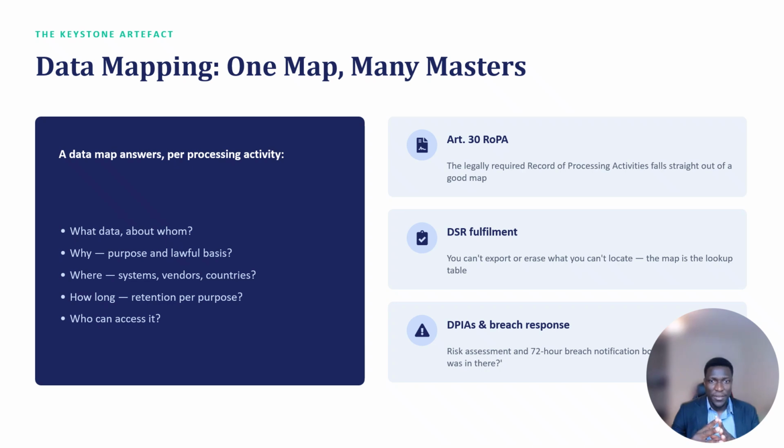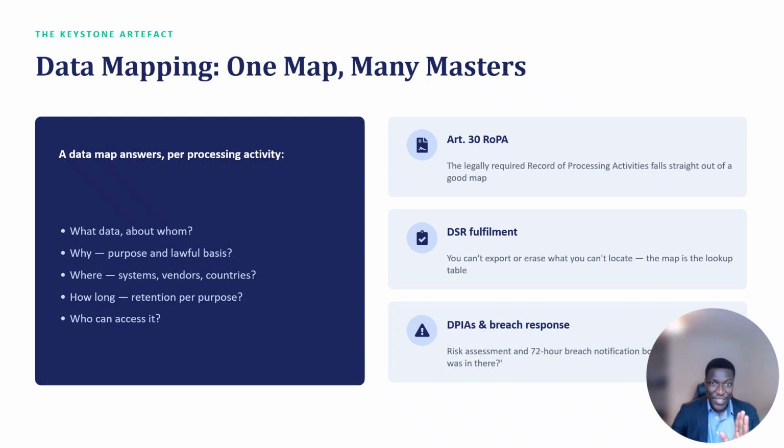Data mapping. One map, many masters. Everything in privacy engineering eventually routes through one artifact, the data map. Per processing activity, it answers what data, about whom, why, and on what basis, where the data lives, the systems, the vendors, countries, how long the data is kept, and who can touch it. One map serves many masters.